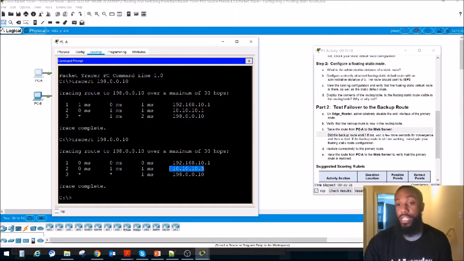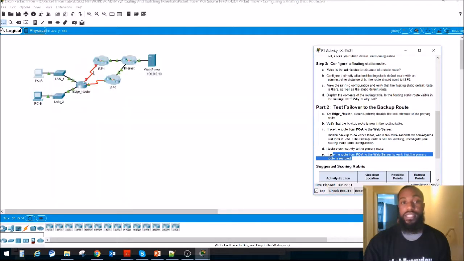Restore connectivity to the primary route and then trace the route from PC1 or PCA to the web server. Verify that the route is restored. So let's restore connectivity. You notice how this is down, right? That route is down basically. So you're saying, okay, this route is down, let's go this way because it's up. And that's because we manually configured it that way.